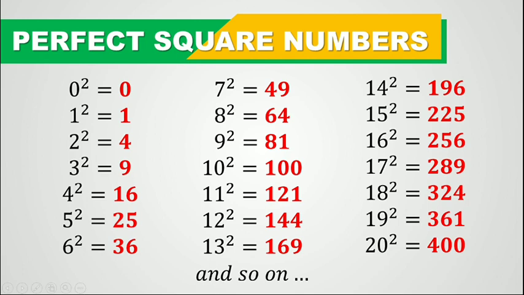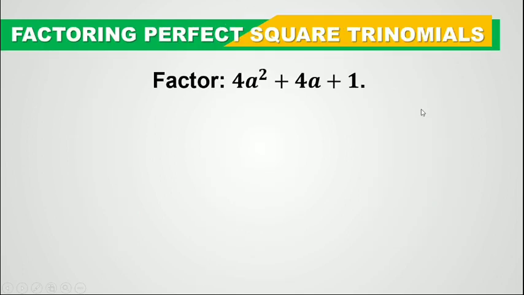Now, when we are going to factor a perfect square trinomial, from the word perfect square, that particular polynomial or trinomial has perfect square numbers. So just like this, if we factor 4a squared plus 4a plus 1, as you can see, there are numbers there which are perfect square numbers, 4 and 1. What we look at is the first term and the last term, whether each is a perfect square monomial.